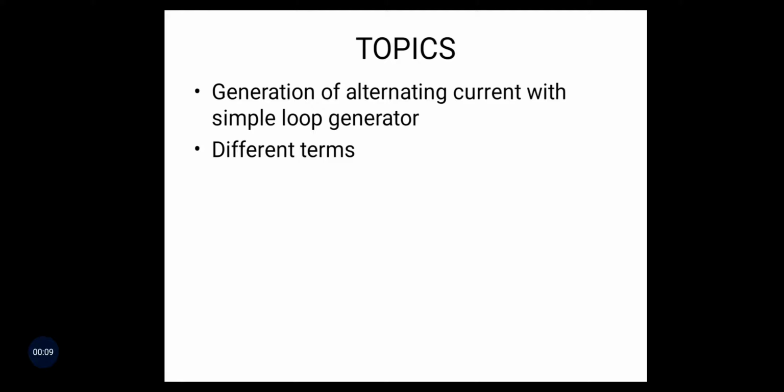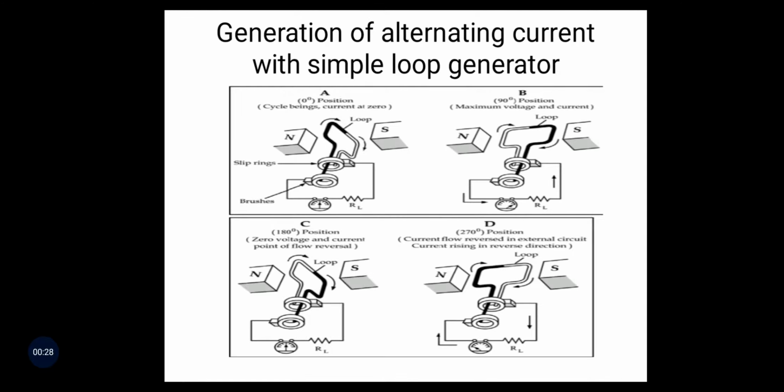In this lecture, we are discussing generation of alternating current with a simple loop generator and different terms of alternating quantities. First of all, we are discussing the generation of alternating current with a simple loop generator.